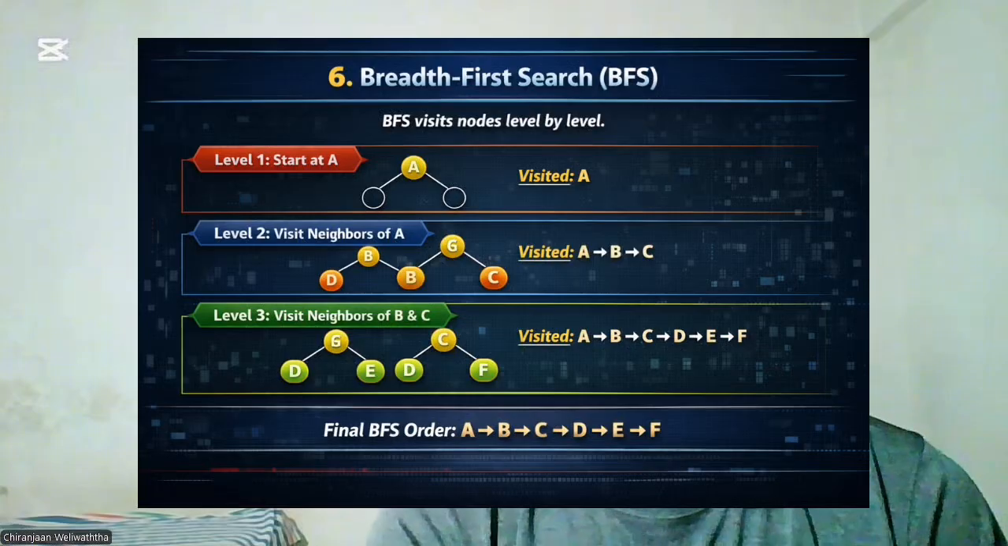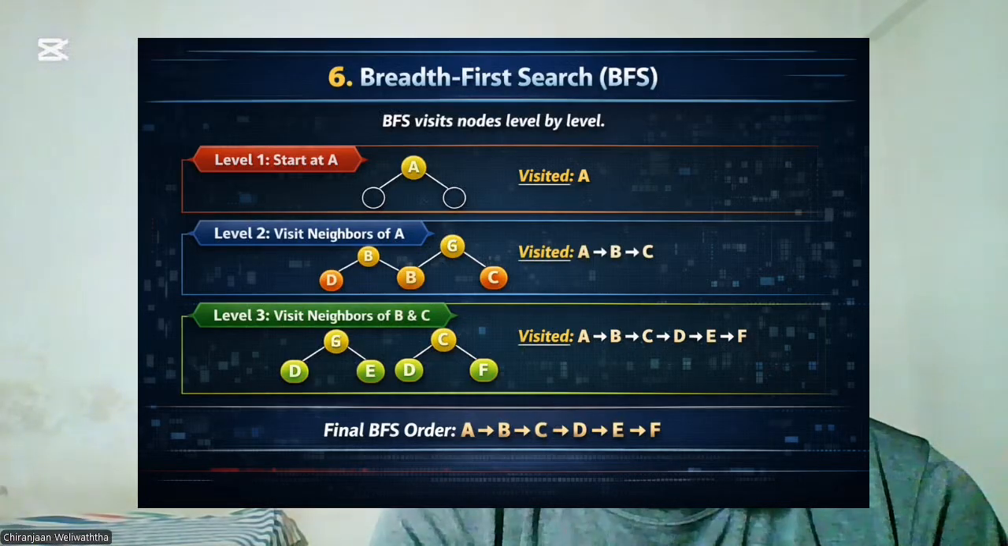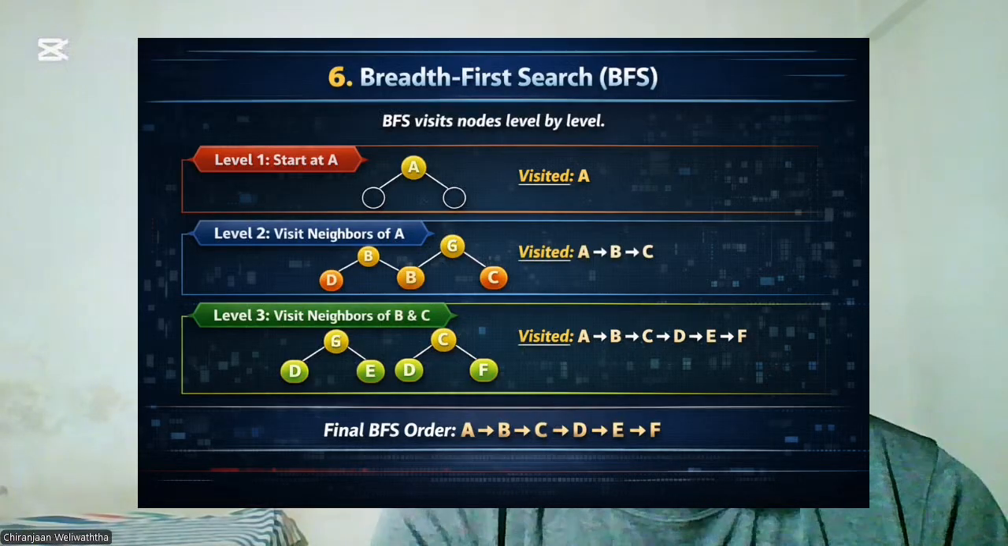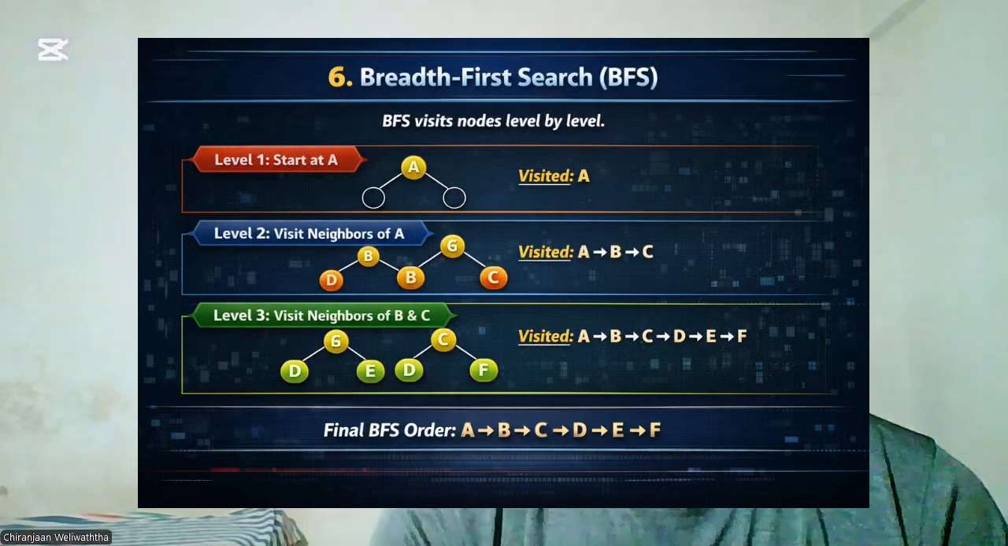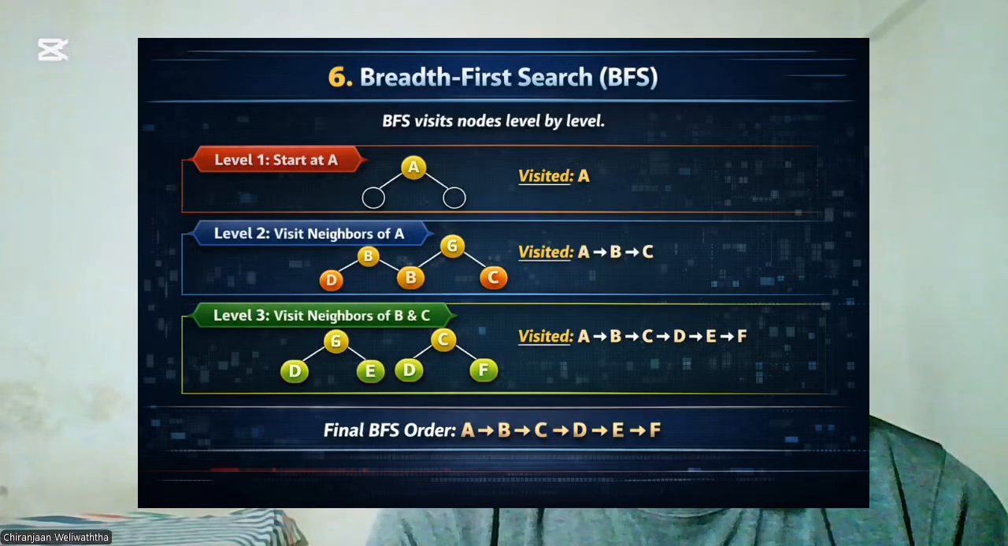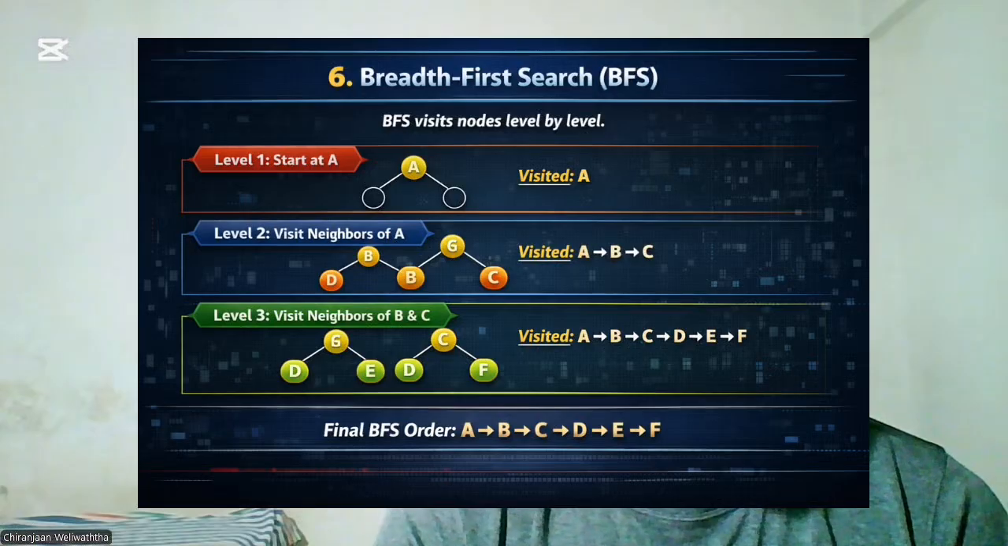As an example, think of BFS visiting nodes level by level. Start at A. Visit A. After visiting A, visit the neighbors of A, B and C. After visiting B and C, visit the neighbors of B and C, D, E, F.